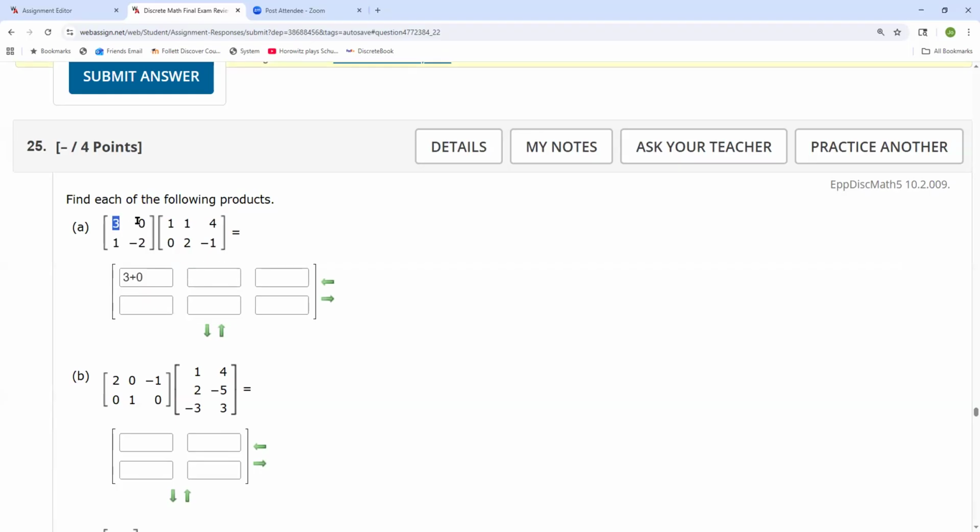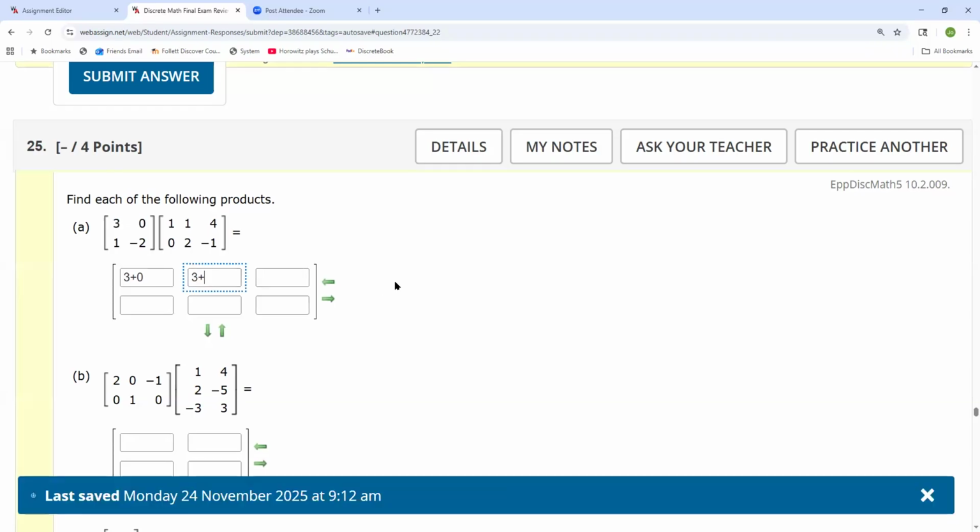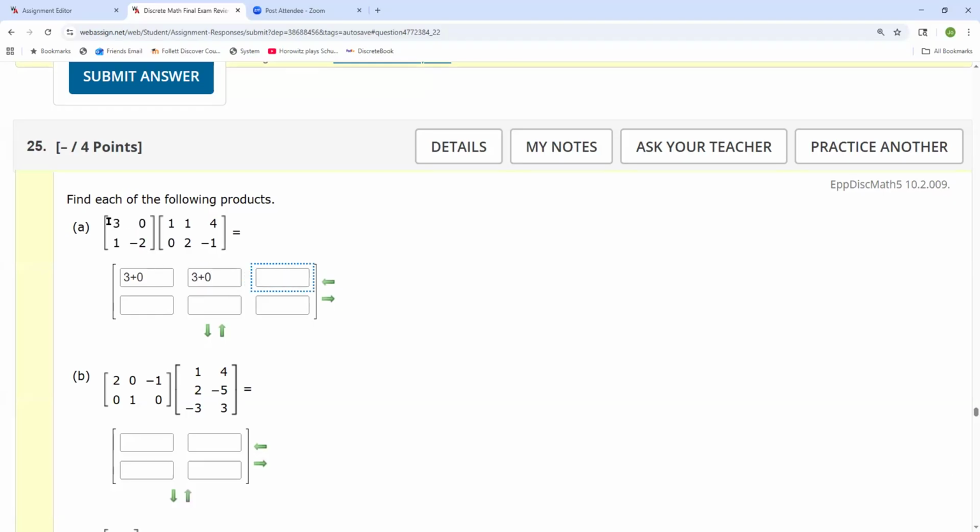Then you do this first row, I'm going to keep that highlighted, times the second column. What is 3 times 1 plus 0 times 2? That's 3 plus 0 again, right? And then what is 3 and 0 times 4 and -1? That'd be 12 minus 0, right? Okay, that was good. Now, let's go to the second row of the first matrix.